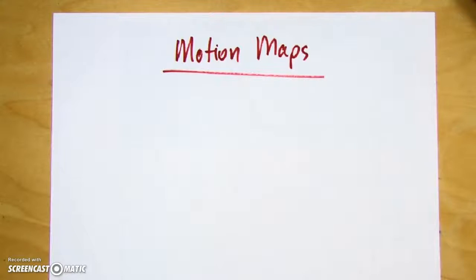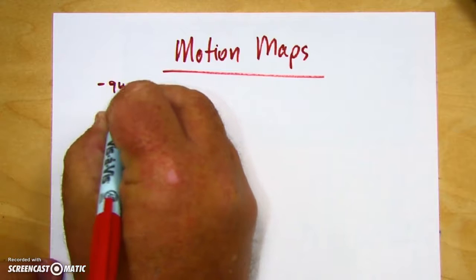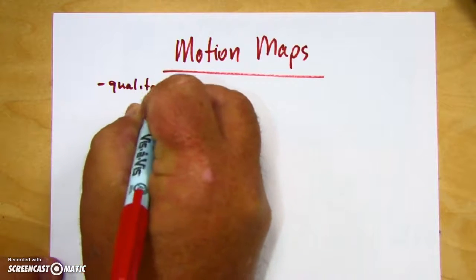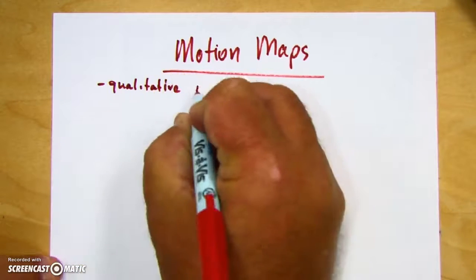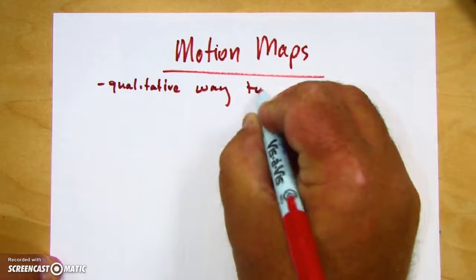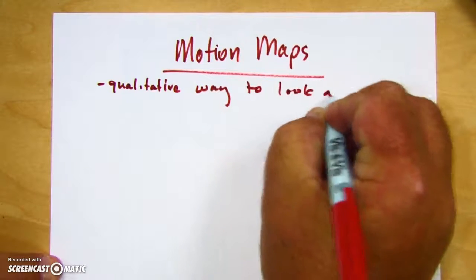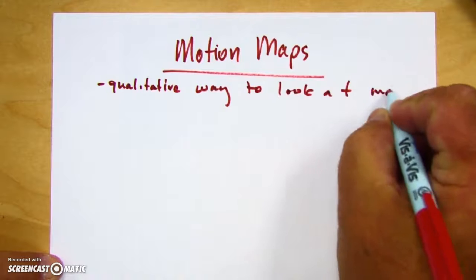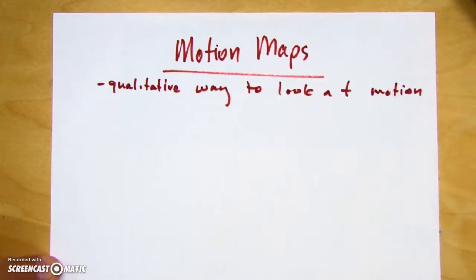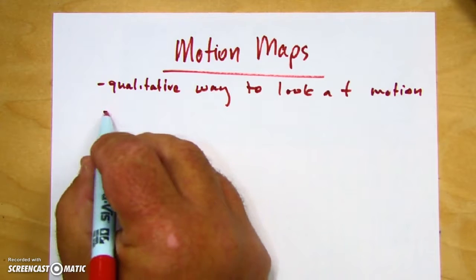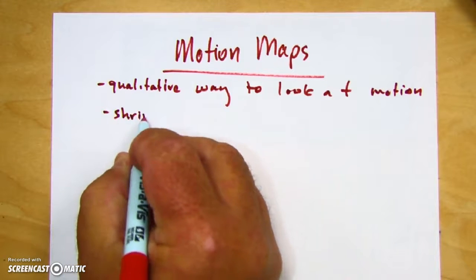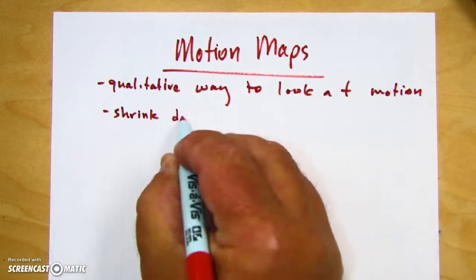So this is hopefully going to help you understand motion maps a little bit. Again, motion maps are a qualitative way to look at motion. In other words, it doesn't involve numbers. It's simply a way to get a grasp of what's happening without numbers. One of the key things is we're going to shrink everything down to a particle.